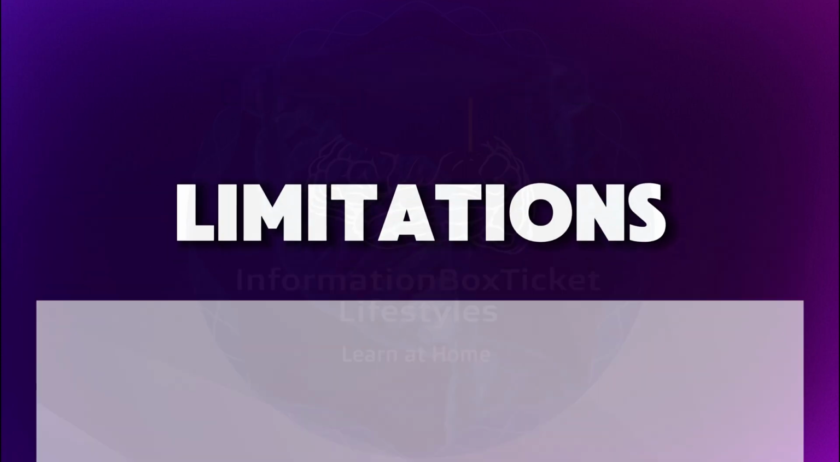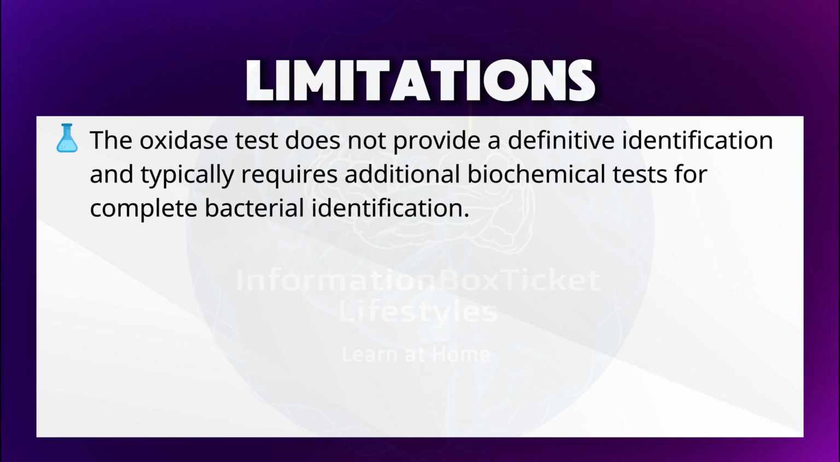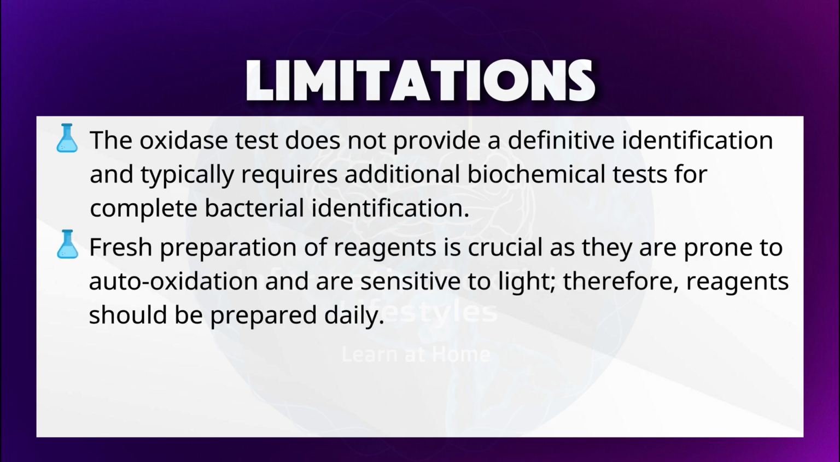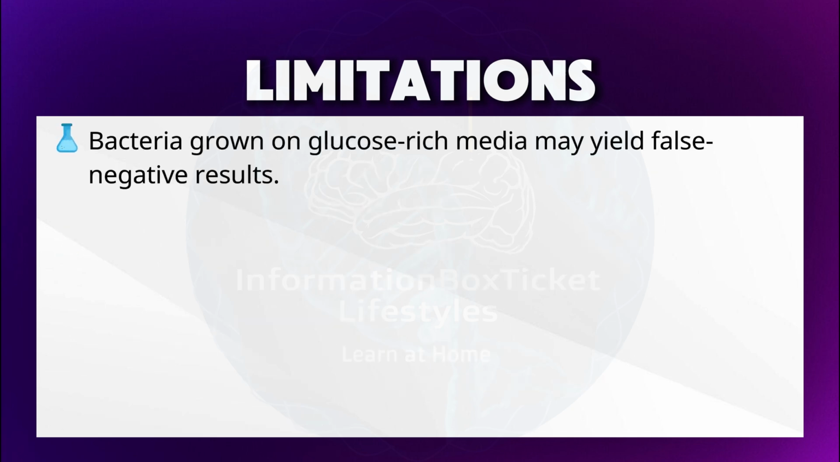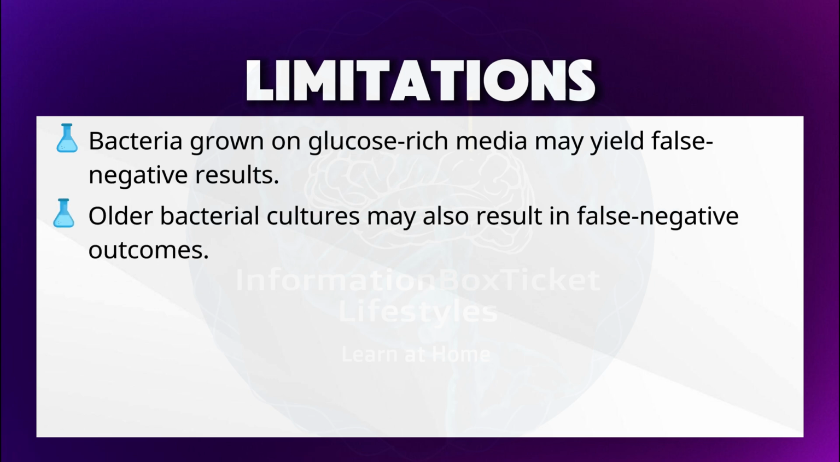Limitations of oxidase test. The oxidase test does not provide a definitive identification and typically requires additional biochemical tests for complete bacterial identification. Fresh preparation of reagents is crucial as they are prone to auto-oxidation and are sensitive to light. Therefore, reagents should be prepared daily. Performing the direct plate method can lead to rapid non-viability of reagent-soaked colonies, necessitating immediate subculture. Bacteria grown on glucose-rich media may yield false negative results. Older bacterial cultures may also result in false negative outcomes.